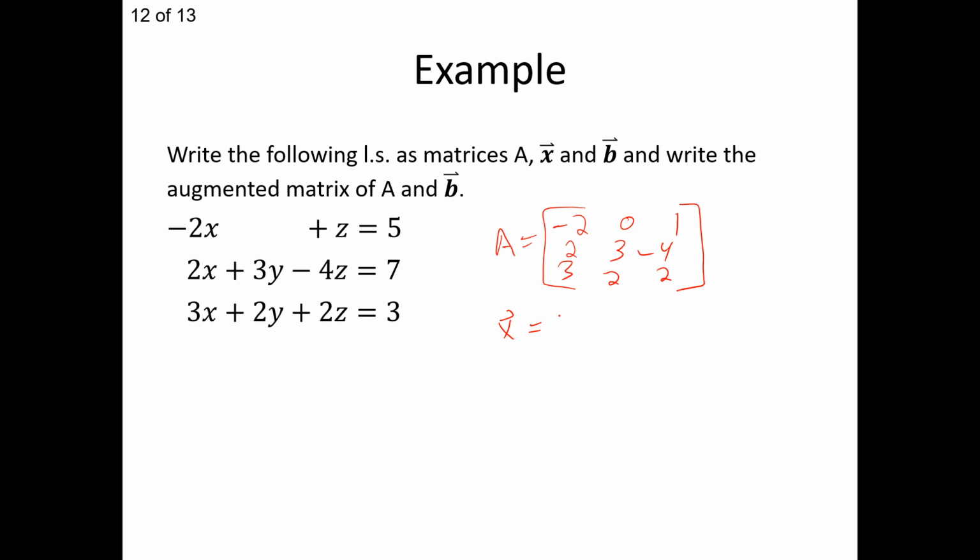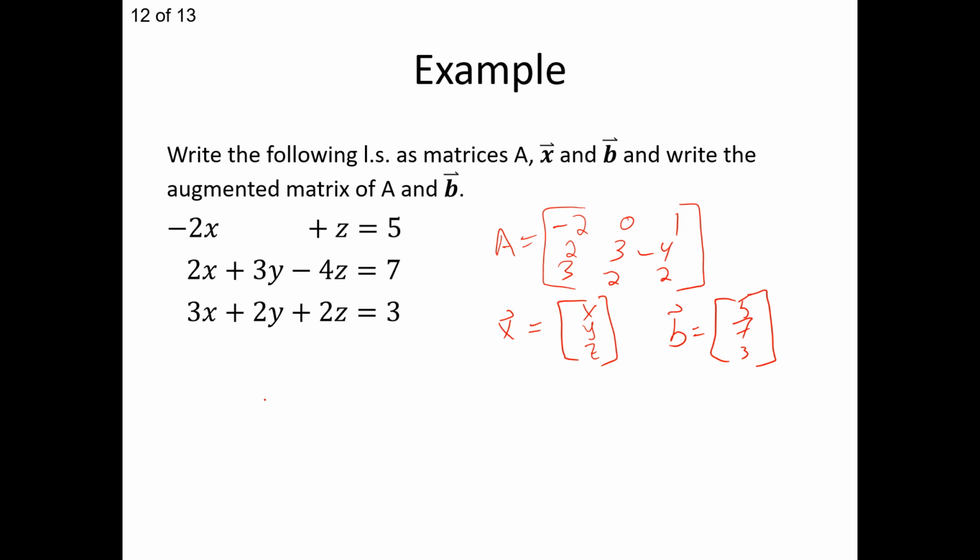My n vector of my unknowns would look like this. It would be x, y, and then z. That would be my unknown matrix. And then b would have my 5, 7, and 3. Get rid of that line there. 5, 7, and 3. And there's my m by 1 matrix, my m vector.